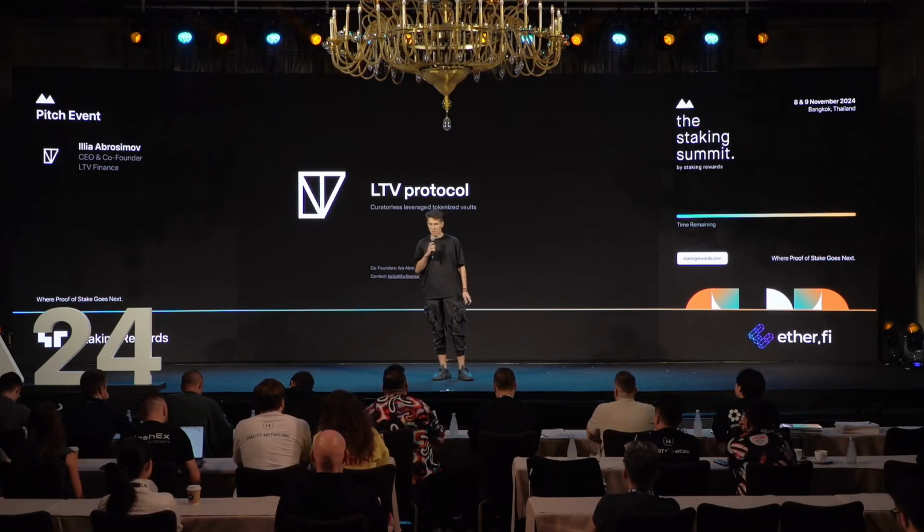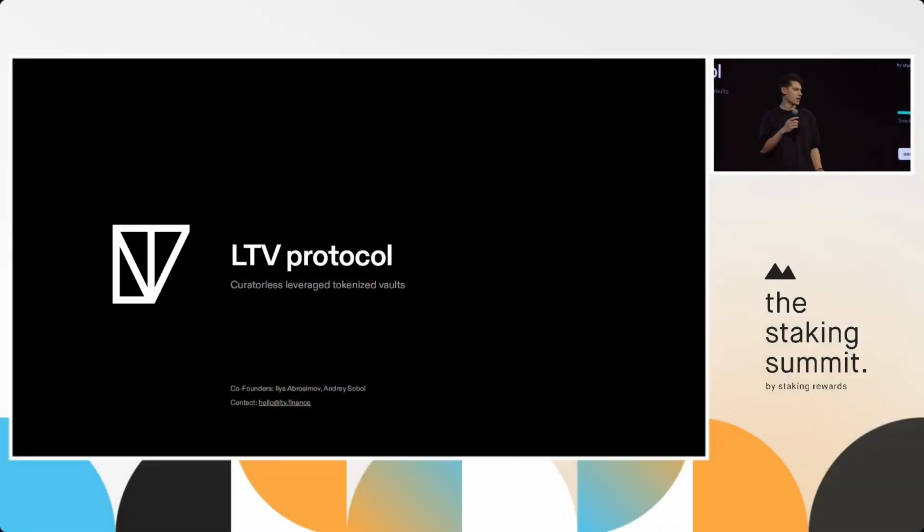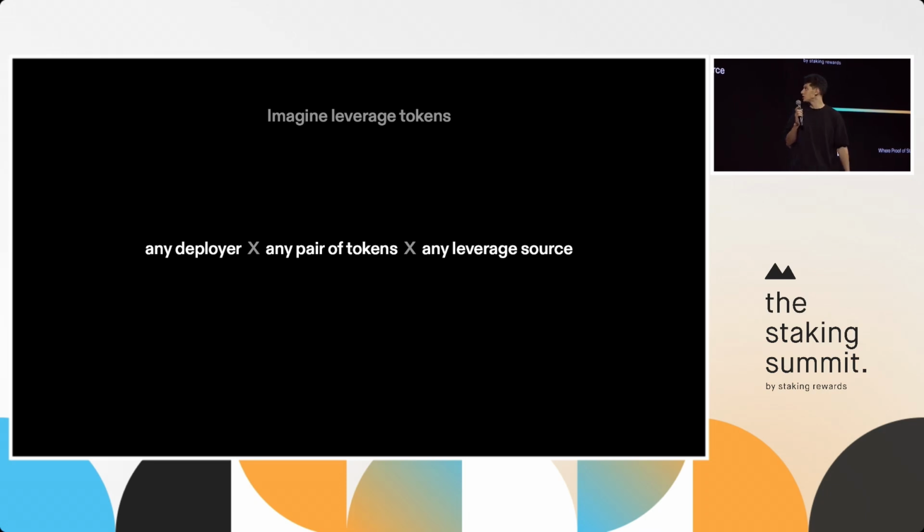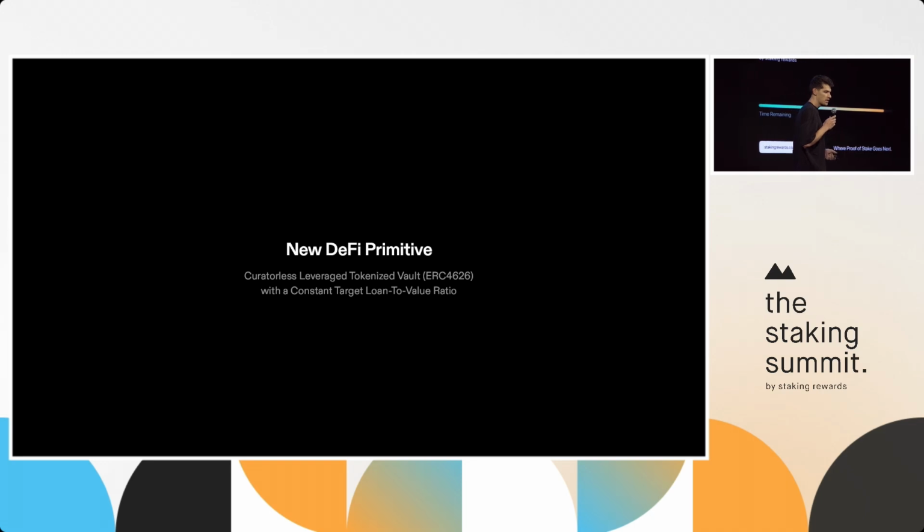Okay, so my name is Illia, and I'm going to introduce you to the LTV protocol, basically a new approach to how leverage is used in DeFi. Imagine a leverage token that anybody can deploy on-chain on top of any pair of tokens, on top of any leverage source. This is basically a new kind of DeFi primitive, and we are the first protocol to make it real.